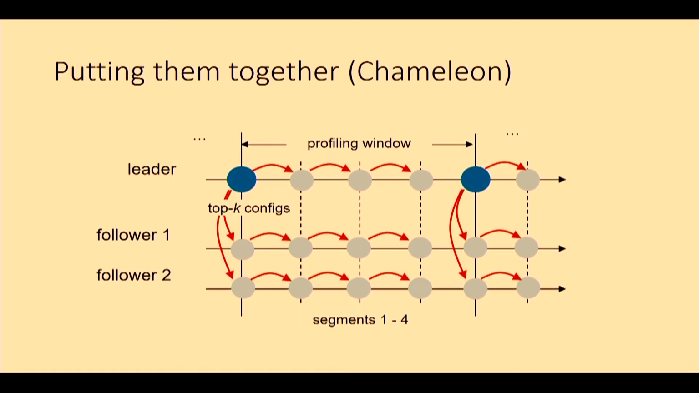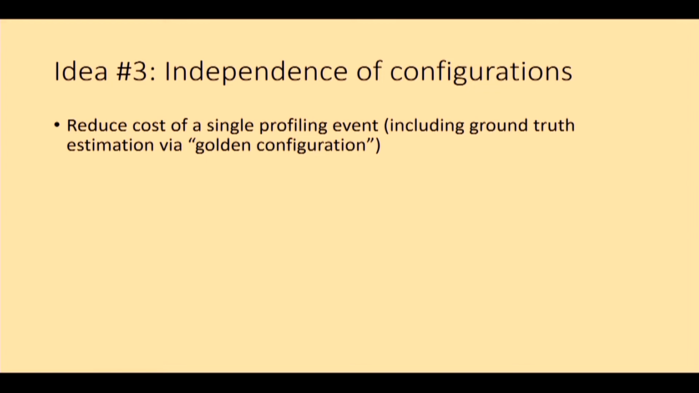Now this blue dot is itself still a pain, because it's a full configuration space profiling, and this configuration space is fundamentally exponential. So this is where our third idea comes in, and basically what it's going to do is reduce the cost of a single profiling event, a single blue dot. This includes coming up with the ground truth, which, like a lot of work in this area, we do by using a more expensive golden configuration to decide what the actual truth is, and then we compare the configurations we're trying to this ground truth. So you need to do all this stuff, and it's described in the paper.